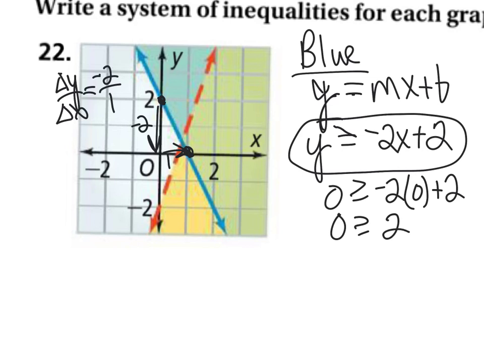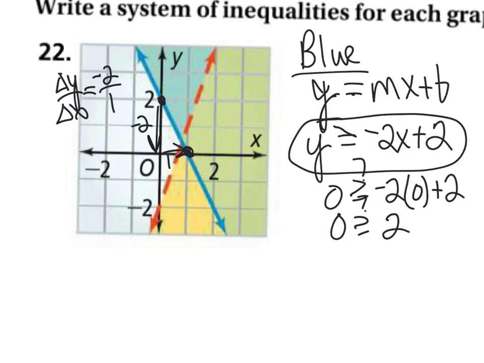If you do that, 0, 0, we would be saying 0 is greater than or equal to 2. 0 is not greater than or equal to 2. And that 0, 0 is, in this case, below that blue line. 0, 0 did not work, means we need to shade above that blue line, which is what they did. So that inequality is correct.